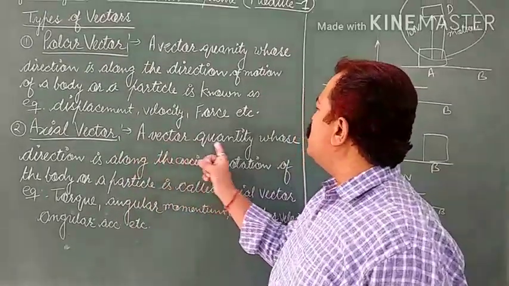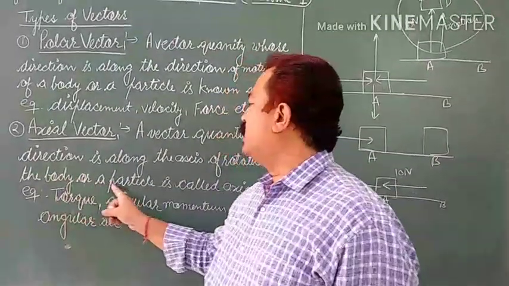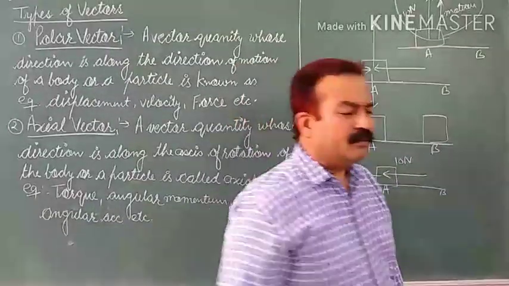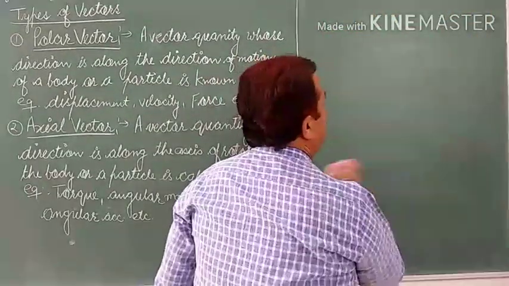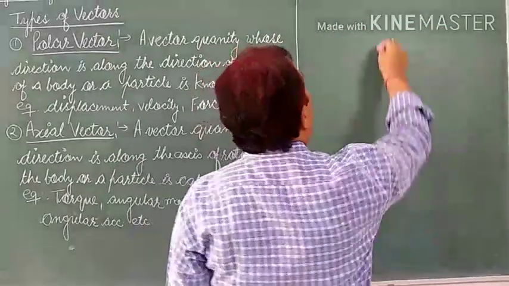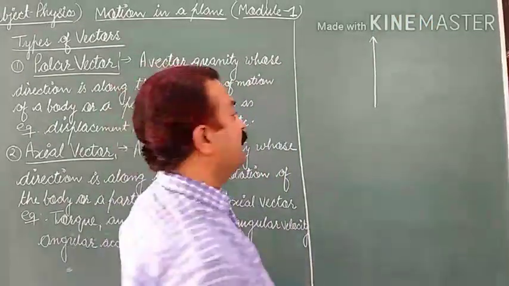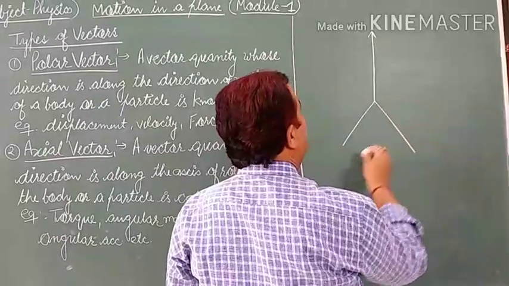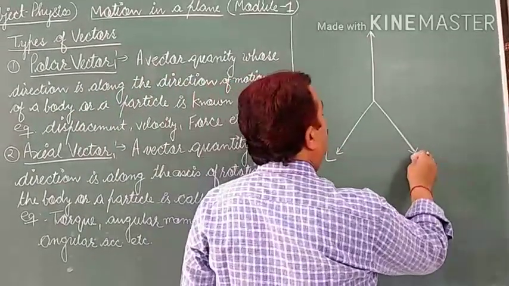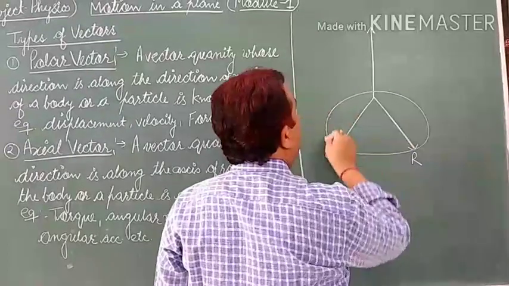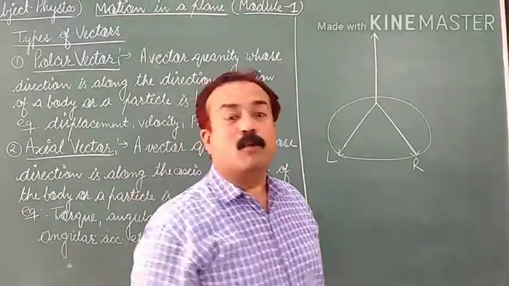It is a vector quantity whose direction is along the axis of rotation of the body or a particle, and it is called an axial vector. It is not easy to understand if you are just reading the definition from the board. So try to understand what I am going to tell you. If we want to rotate a screw, then let's say this is its left arm, this is its right arm, and we are rotating the left arm towards the right arm just like this. Then you can understand easily in which direction the screw will move.